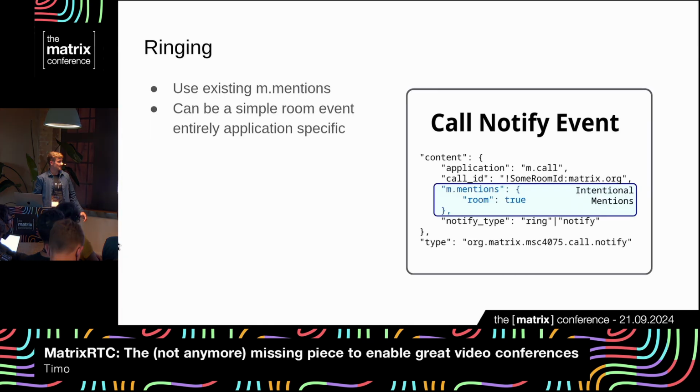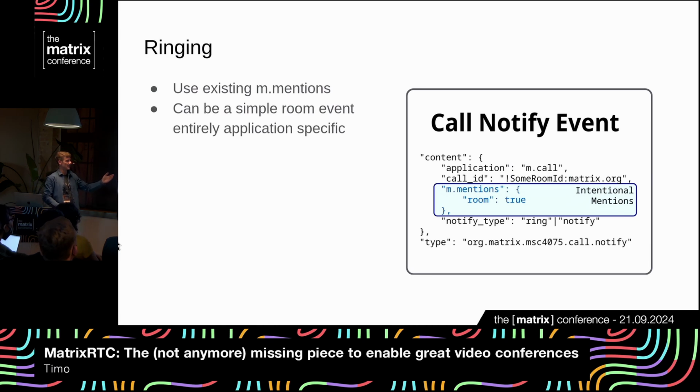Next piece of metadata, ringing. Super simple. We introduced a new event type, and that event type actually uses intentional mentions, because this is already solving so many things: room muting, and do you even have the right to ring someone or to notify somebody? For this room mention, to ring the whole room, you already need specific rights in a Matrix room, so it will even be detected. And then the only new field is the notify type, where you can either do a proper ring or just a notify.